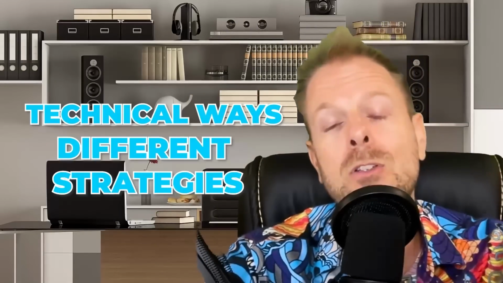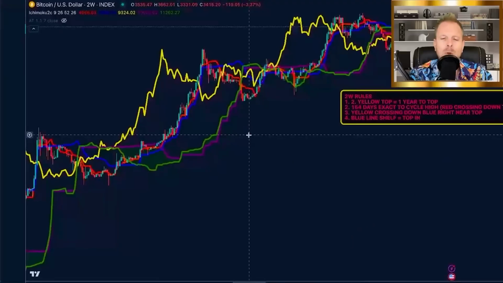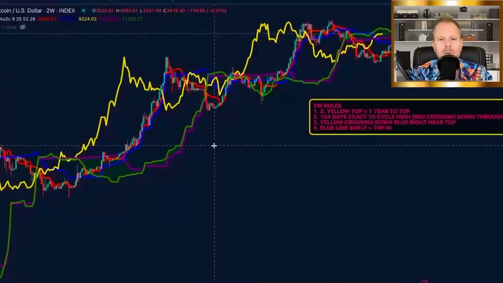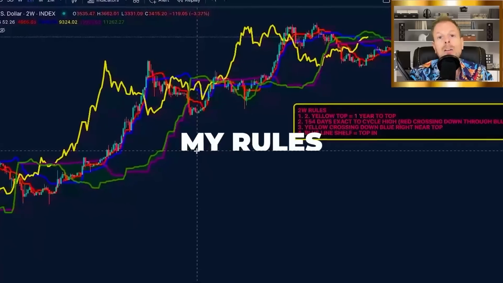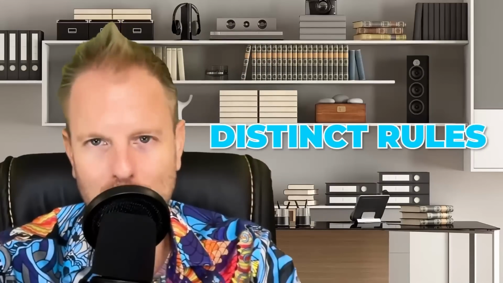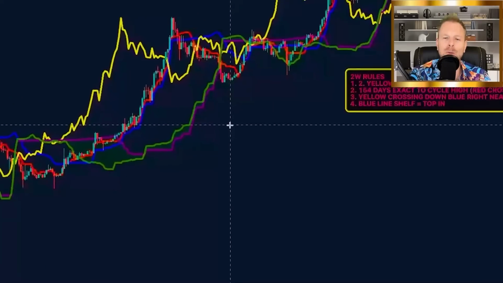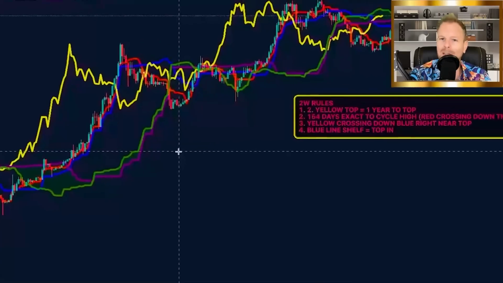Now, there are a lot of technical ways to use the Ichimoku. There's a lot of different strategies with the Ichimoku. What I'm going to show you here, I guarantee nobody's shown you before, because these are my rules for the Ichimoku. These are my distinct rules that I'm going to be using in this market in 2024. And I created these rules, which is why I know for sure nobody else has told you these rules, okay? But we're going to keep it simple and easy to understand, whether you're somebody who just started in crypto or you've been in for years.